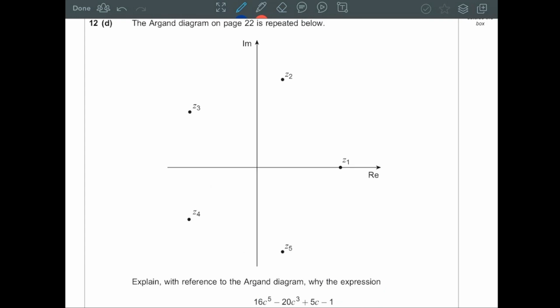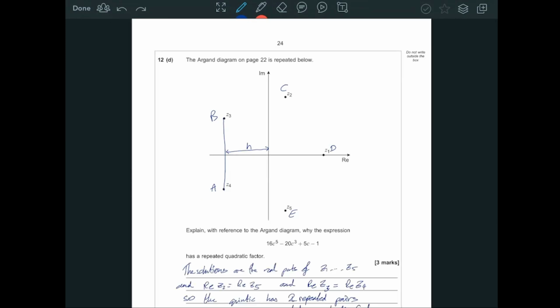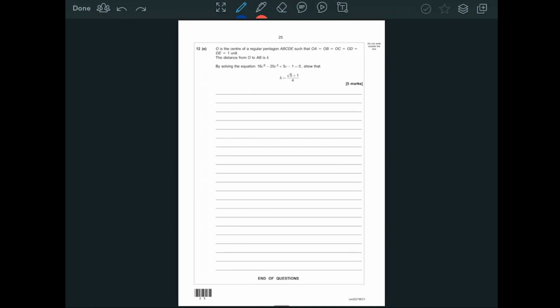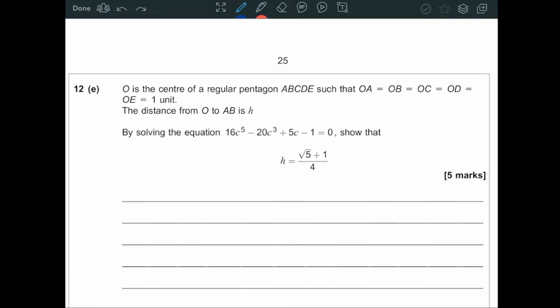O to AB. Well, I'm going to cheat. I'm going to call AB this one. So this distance here is going to be H. So this is my A, B, C, D, E. I might have been tempted to call AB this one, but then H is at a weird angle, and that's just foolish. So I'm going to choose to label as so. Then H is just going to be the real part of Z3, which is going to be the negative solution of that quintic. So I now want to solve this quintic.